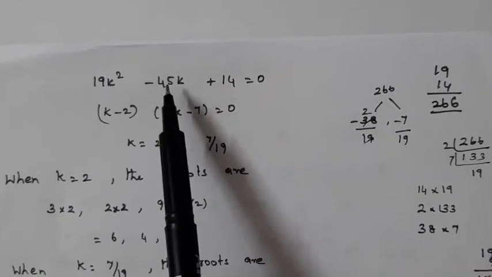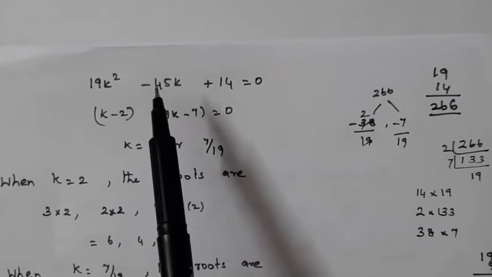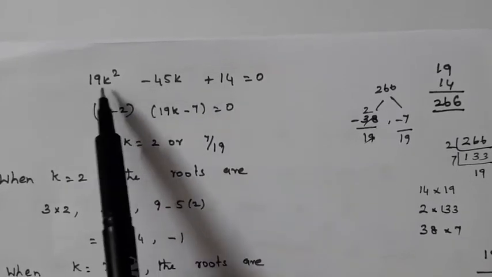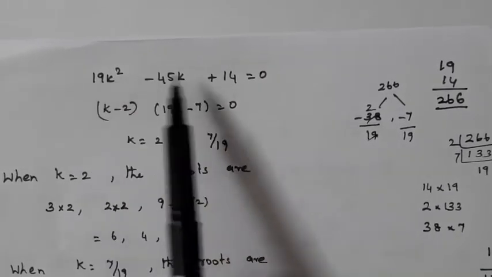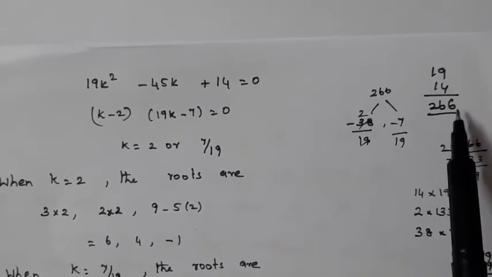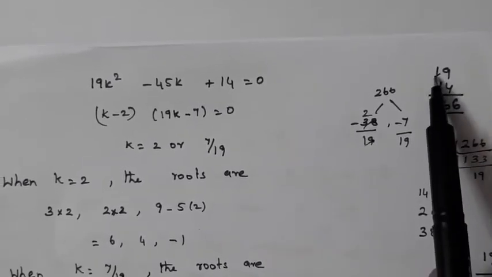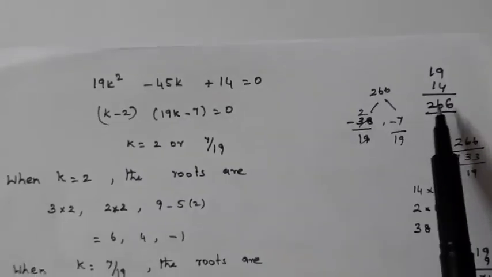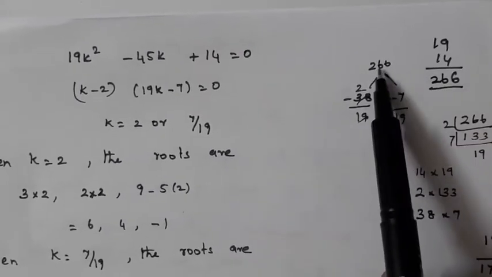On substituting the value of k, we will get the values of alpha, beta and gamma. So, first let us solve this quadratic equation. So, 19 into 14. 14 nines are 126. So, 6 and balance 12. 14 ones are 14 plus 12 is 26, so 19 into 14 is 266.